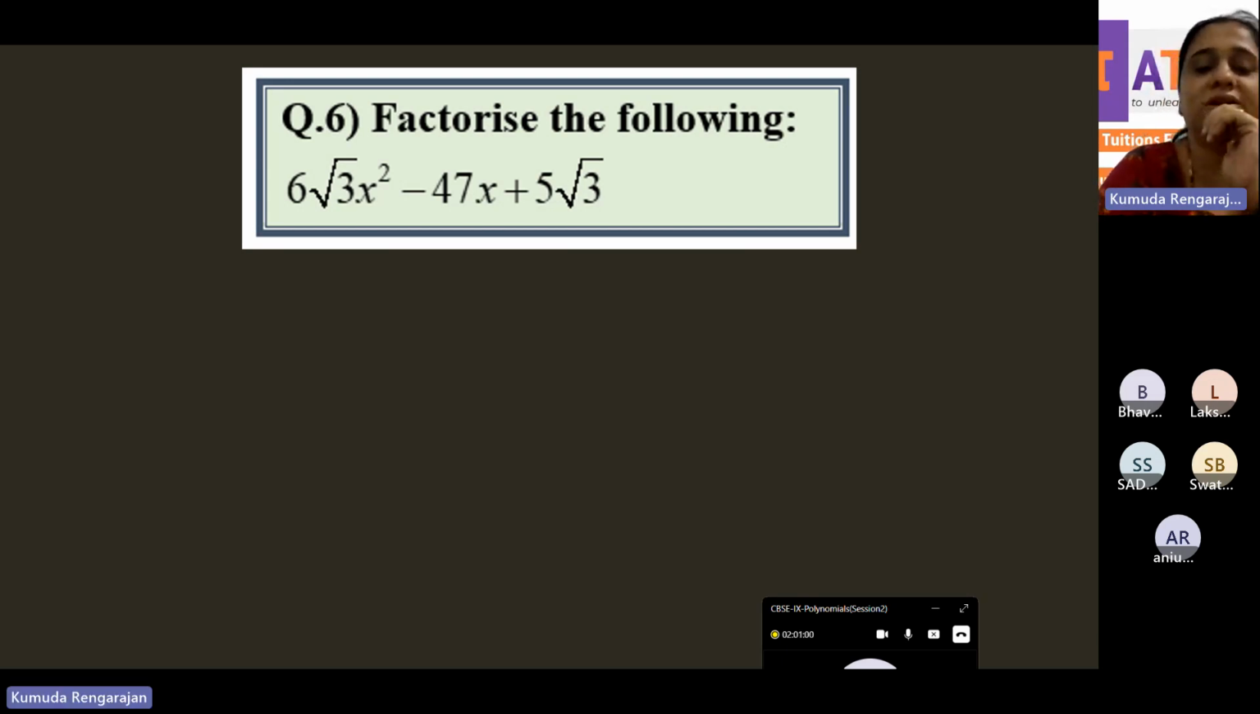Okay, take down this question, try it as homework. This is splitting the middle term. This one is splitting the middle term.